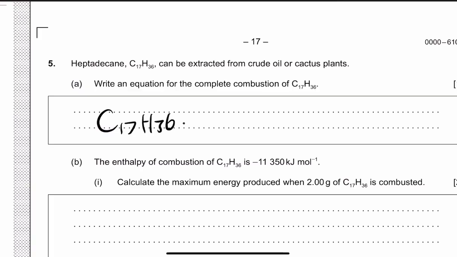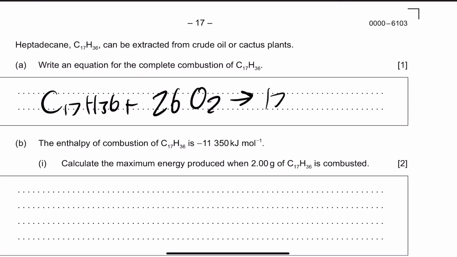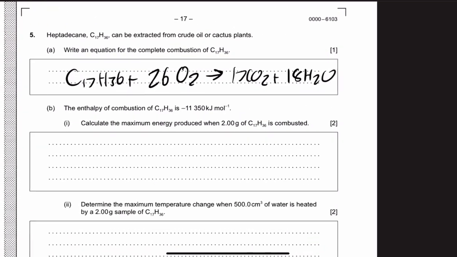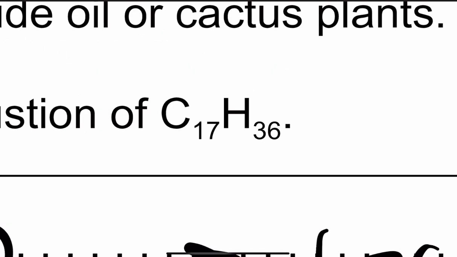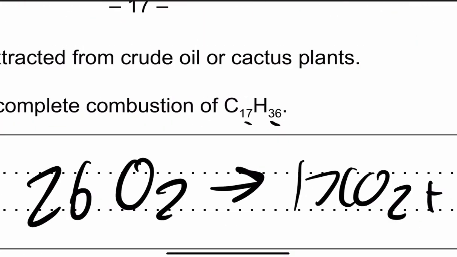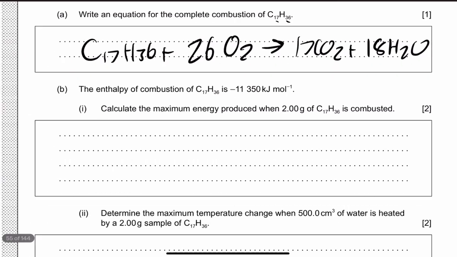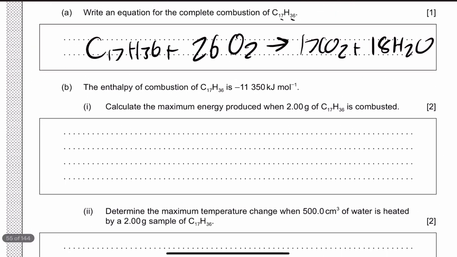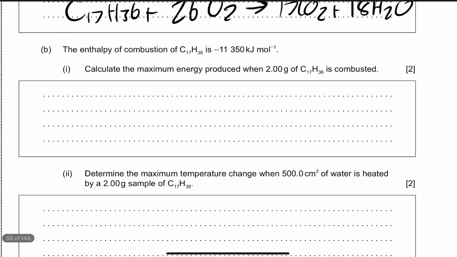C17H36 plus 26O2 forms 17 CO2 plus 18 H2O. There we go. The trick basically involves using these numbers to determine the coefficients for these different reactants. Just for the sake of time, refer to the SL video if you want to know how to do this quickly.